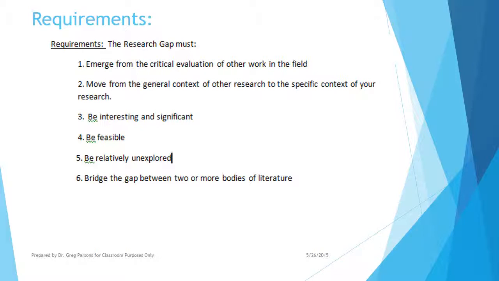And as I said, it really is going to be bridging the gap between 2 or perhaps more bodies of literature. Generally, I recommend people try to stick with 2 because you've got to prove that you're competent in all the bodies of literature. You have to be very knowledgeable about them. And the more you add, the more knowledgeable you have to be, more of an expert you have to be in multiple bodies of literature.